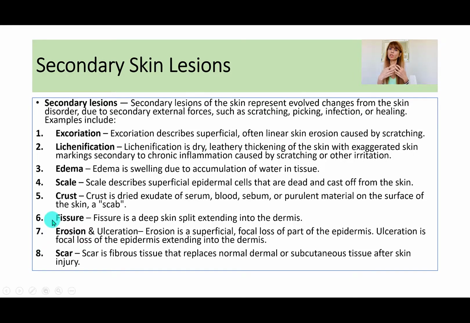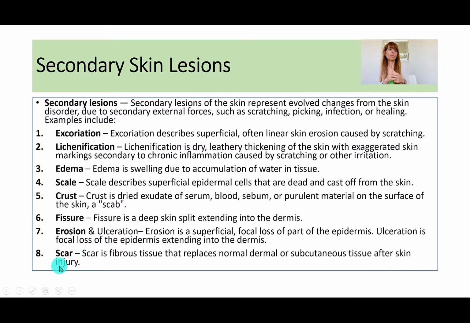We see them in the anogenital area. We see fissures whenever there is an underlying infection or trauma to the skin. Erosion, or ulceration, is basically just a break in the integrity of the skin. When it's very, very superficial, it's erosion. When there is more loss of epidermis, and it extends into the dermis, then we call it ulceration.